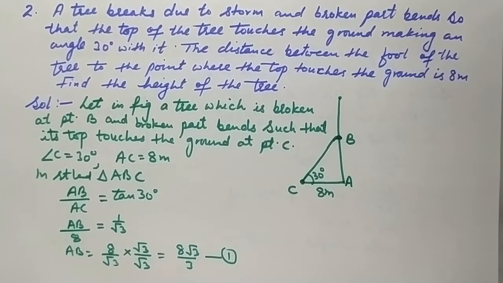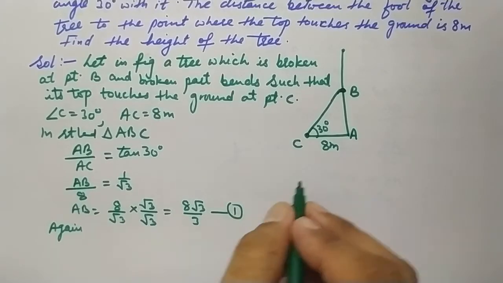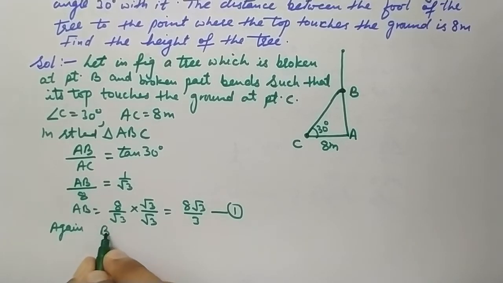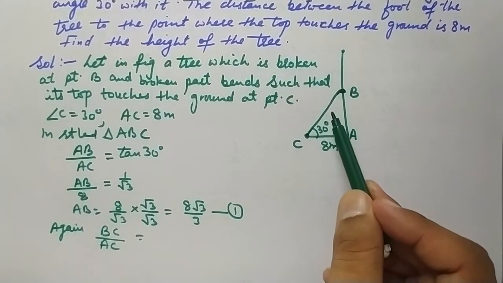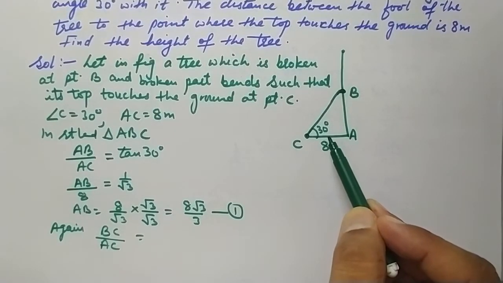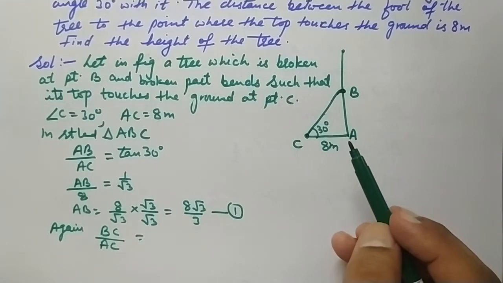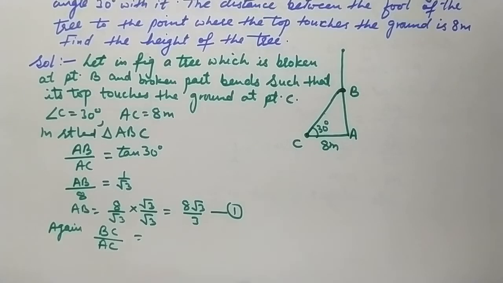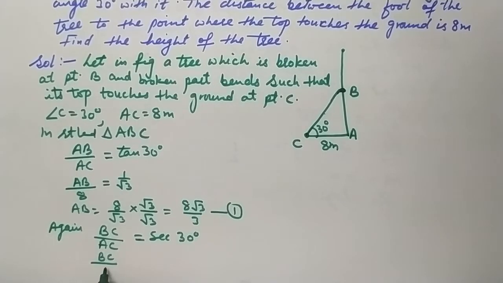So again I need to find out BC now. So BC over what is given here, AC. So see here, BC over AC, H over B. So you know B over H is cos, so H over B is secant theta. So that is the reciprocal of cos, that is secant theta. Theta is here 30 degree, so secant 30 degree. So now BC over AC, AC is 8.